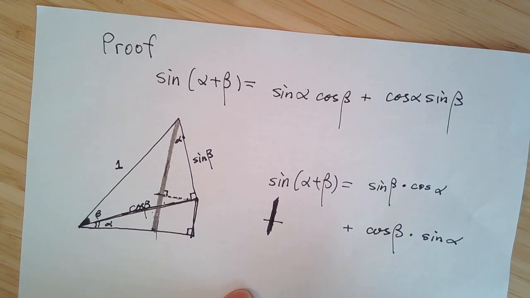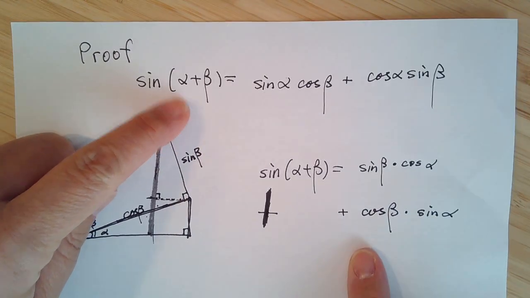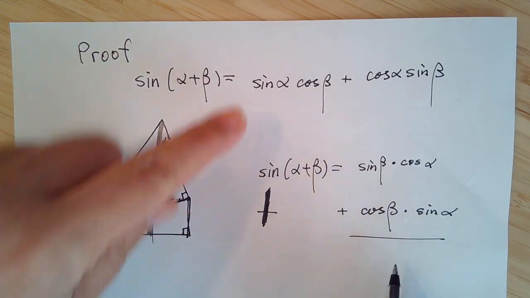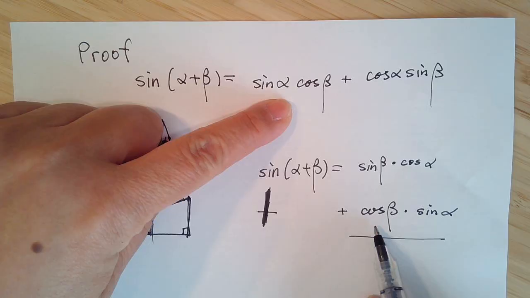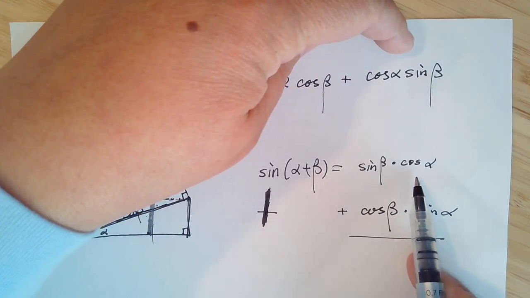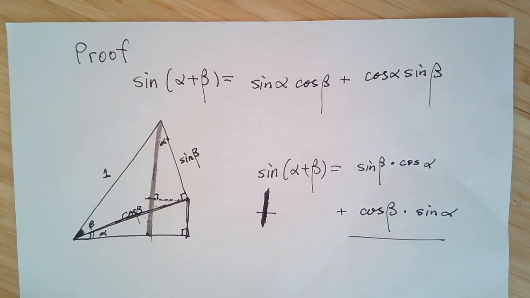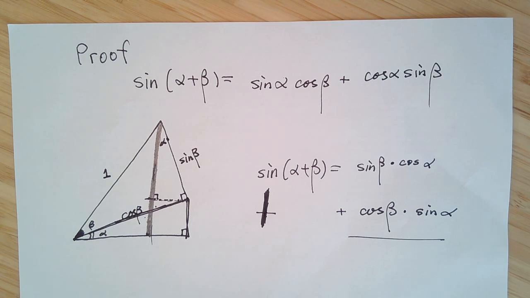So did you notice they are the same? This term actually goes to here. That's sine alpha cosine beta. And this is cosine alpha sine beta. So you can use this little graph to prove it.